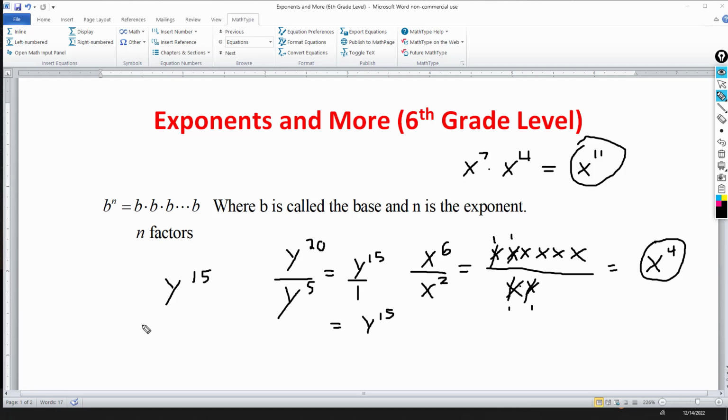There are properties of exponents that we'll go into, and I've done some in more advanced videos. This is for 6th grade level, so I'll stop here for now, and we'll follow up with this later on.